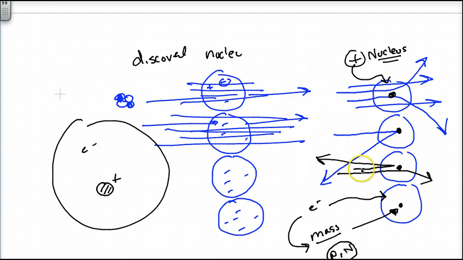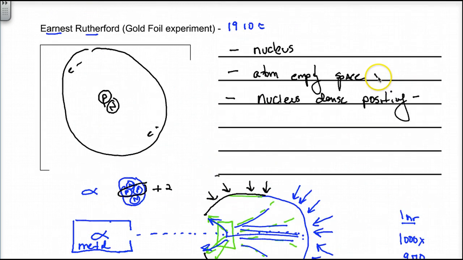Now, those deflections were few and far between. Why? Because this is so small. The rest of the particles went right through. Okay, so he discovered that the atom is mostly empty space. The nucleus is positive, and the entire mass of the atom is in a dense core where all the mass is located. So, important parts: the atom is empty space. The nucleus is a dense piece of matter. All the mass is located there, and it's positive.